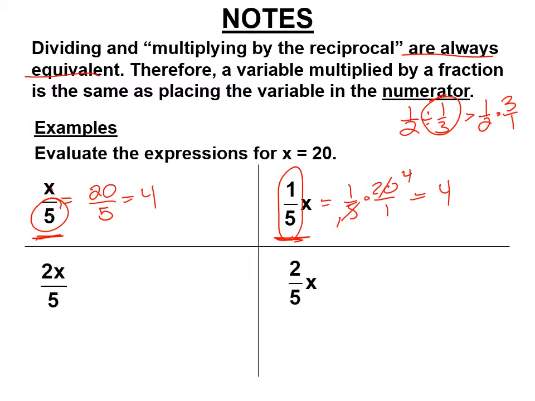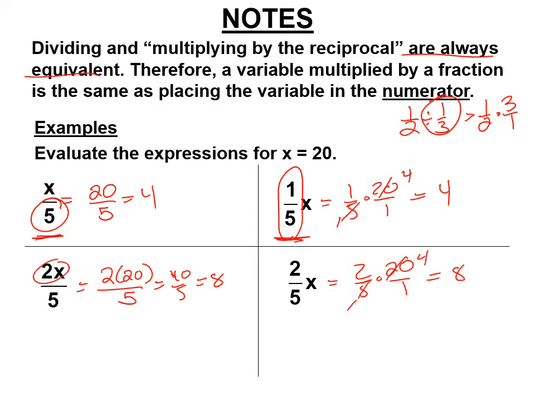Are these two the same? Let's just check it with x equals 20. So we have 2x, or 2 times 20, over 5. 2 times 20 is 40. 40 divided by 5 is 8. 2/5 times x is 2/5 times 20, canceling, and you also get 8. So 2x divided by 5 is the same as 2/5 x.